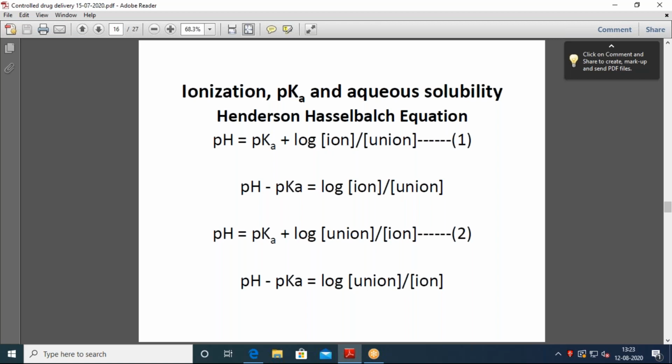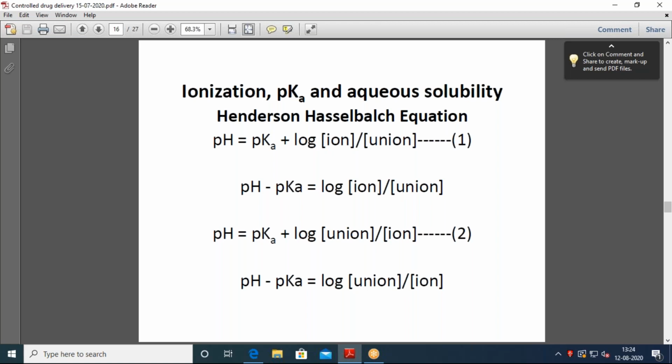Yes? Are you able to understand? Yes or no? Hello? Yes, sir. So these are nothing big. These equations are nothing big. These are simple acid-base equations which I've already come across.